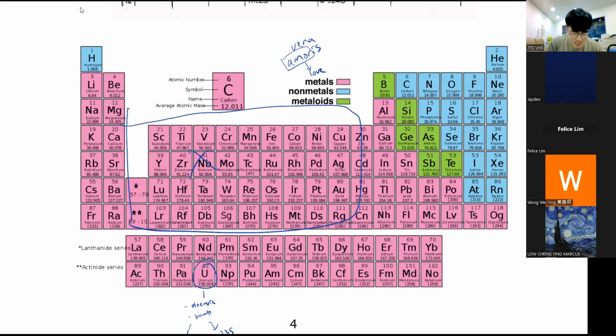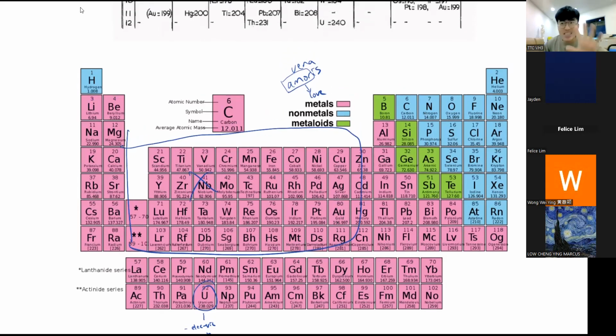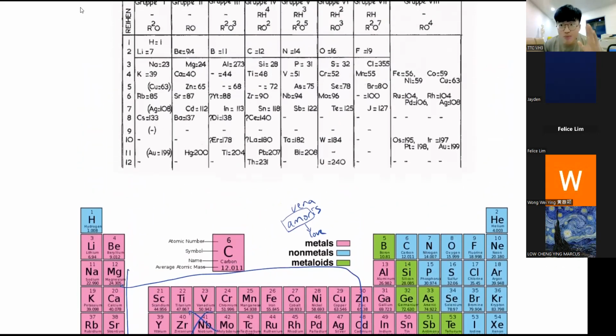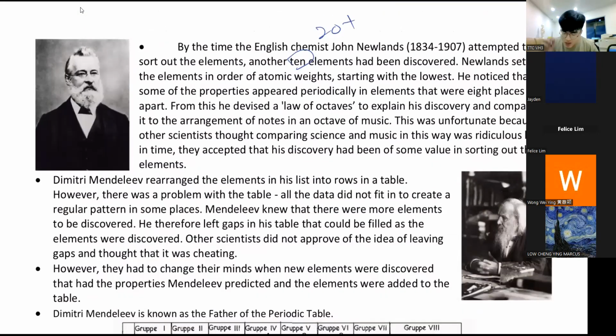Okay, so you see, this is 1 octave apart. So he was, you see, these people they were ahead of their times. Nobody thought of something like this. And you know what's the funny part? Okay, so Newland set out the elements in order of atomic weights, starting with the lowest.